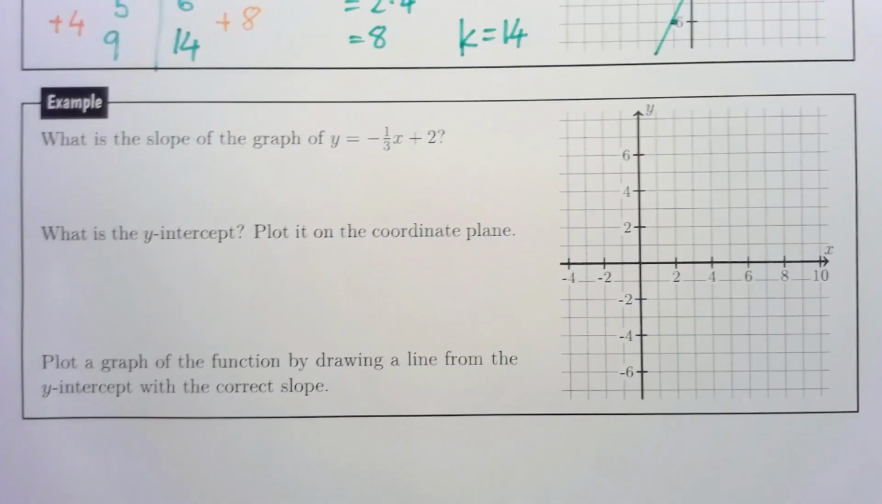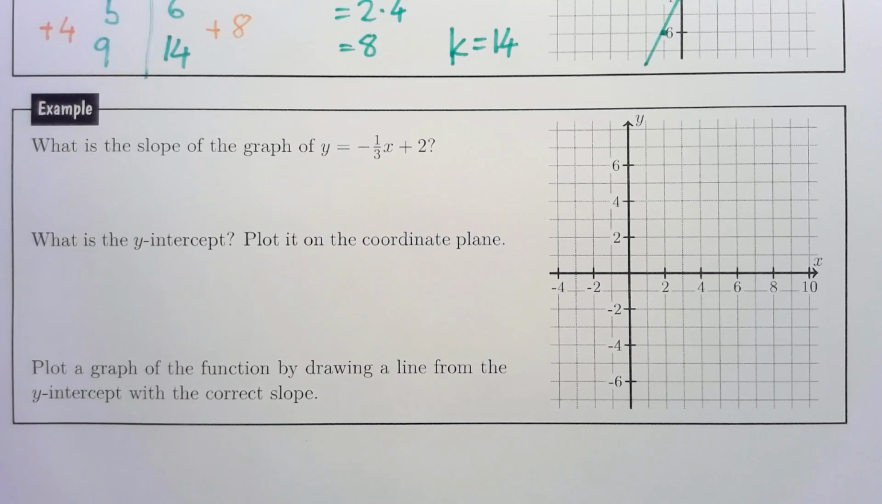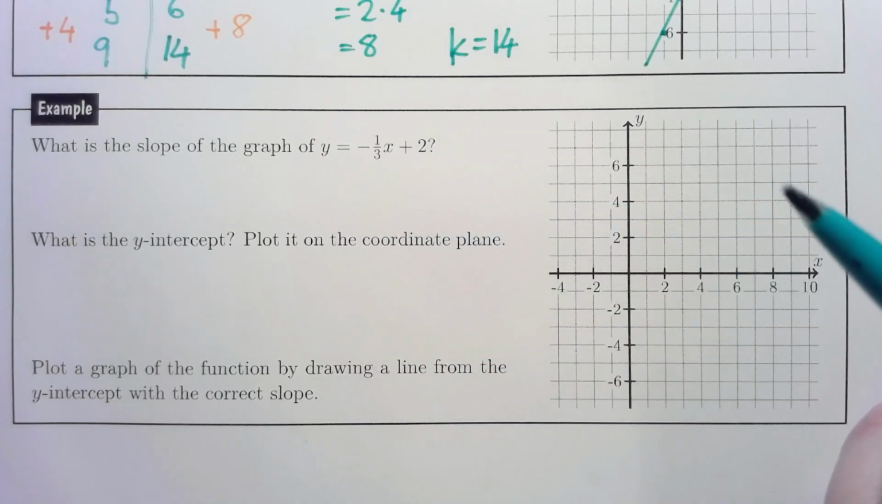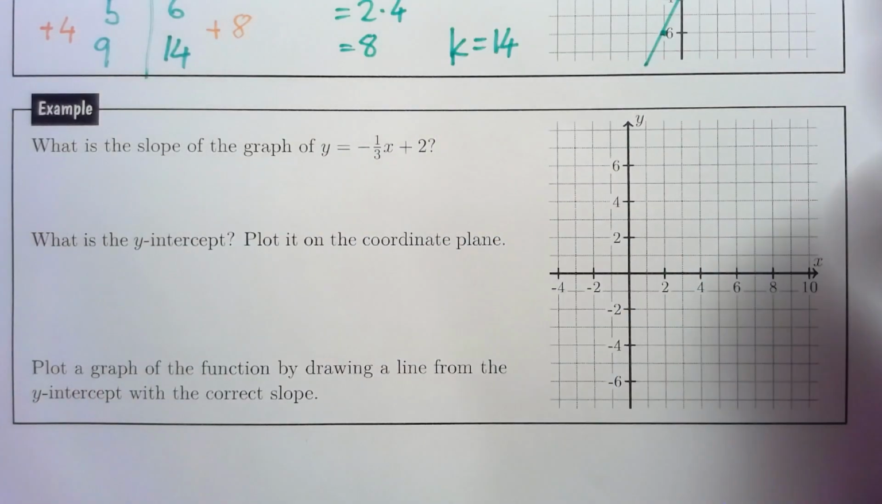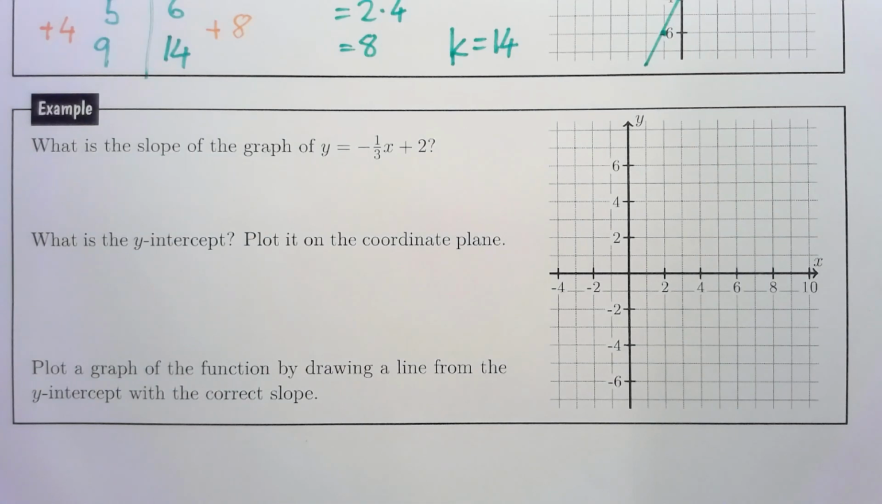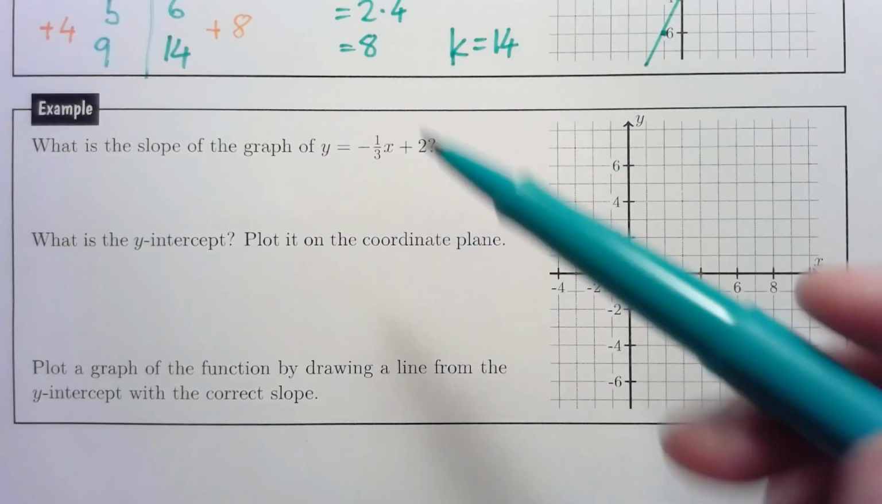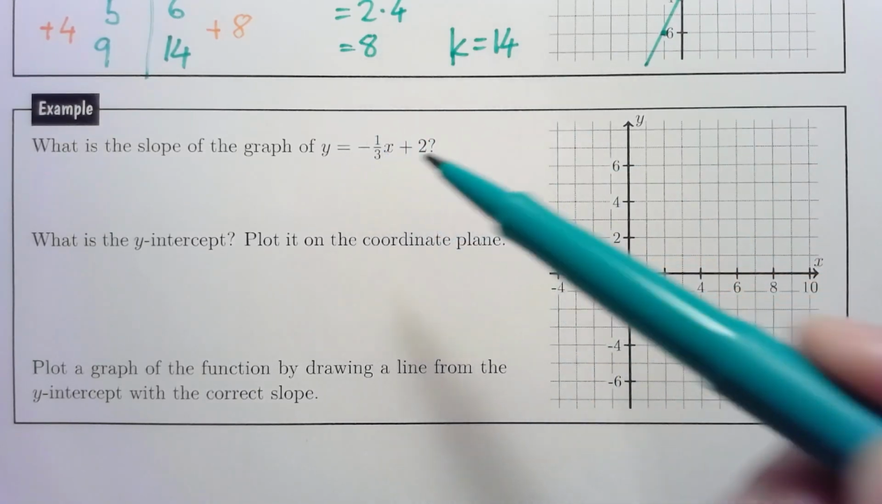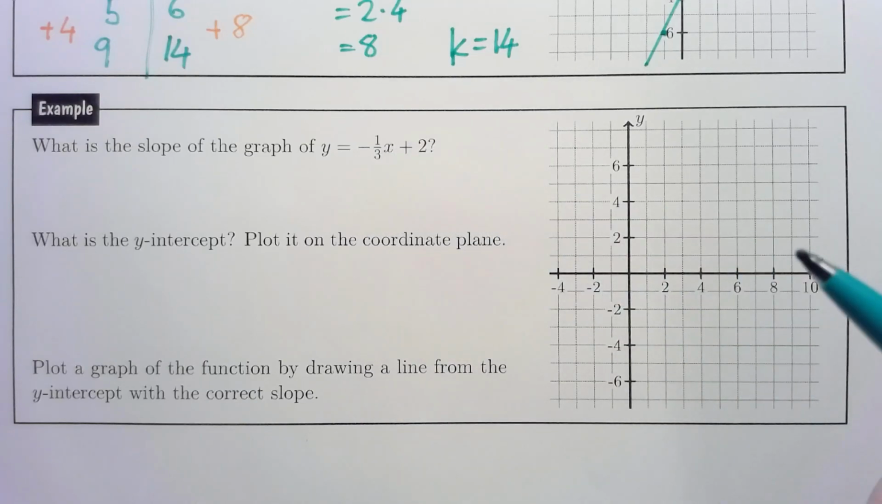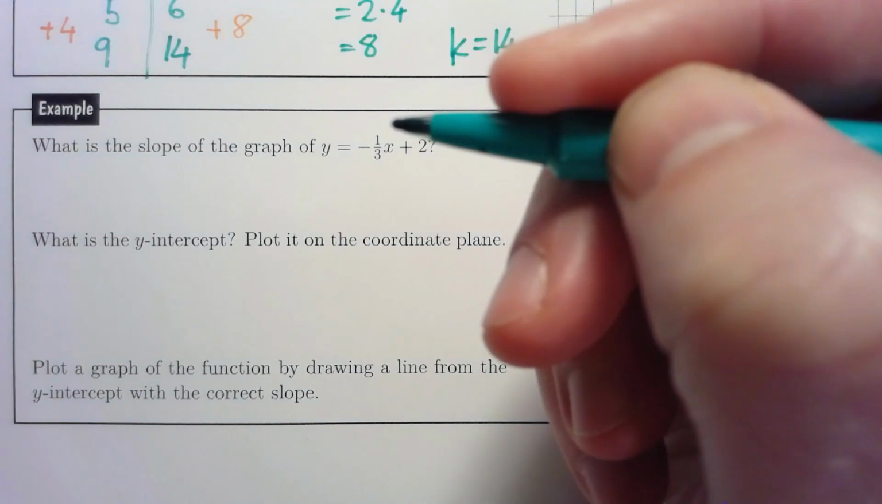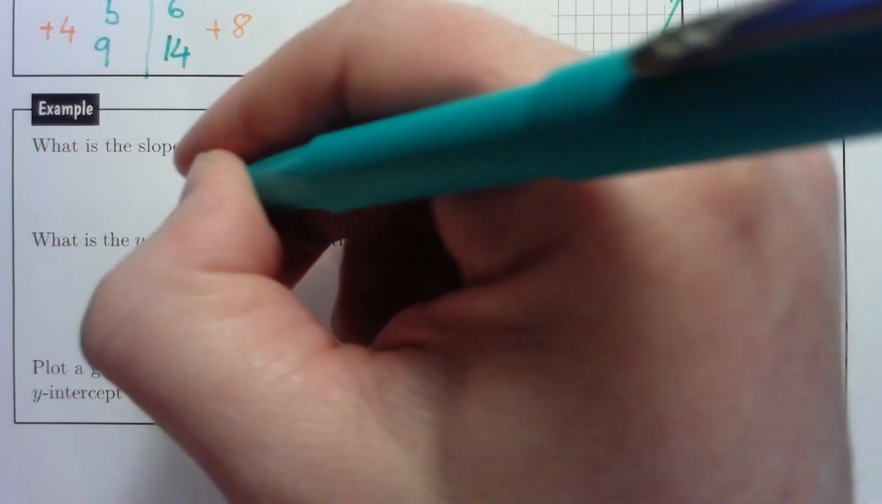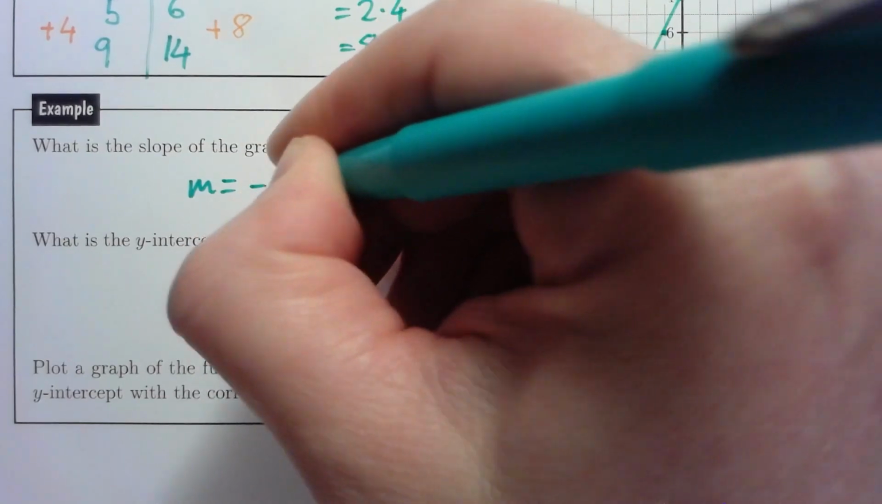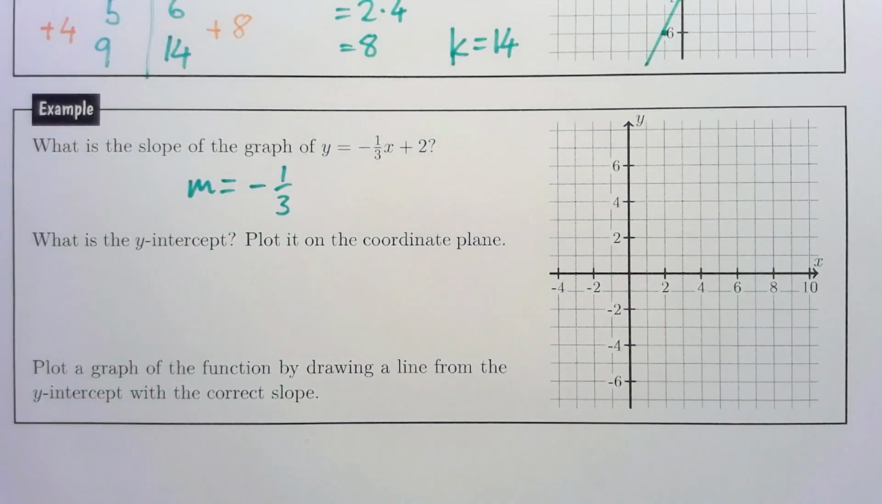One last example. So this asks, what is the slope of the graph y equals -1/3 of x plus 2? And we've already stated that the rate of change of a function is the same as the slope of the graph. And the rate of change of a function is the number we multiply x by. It's m in y equals mx plus b. So, let's just write it down, really. m is -1/3.